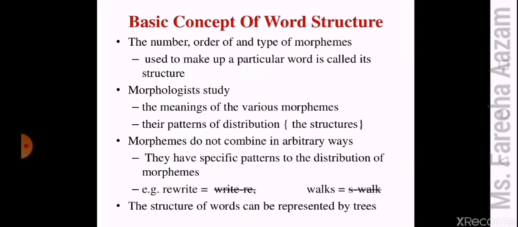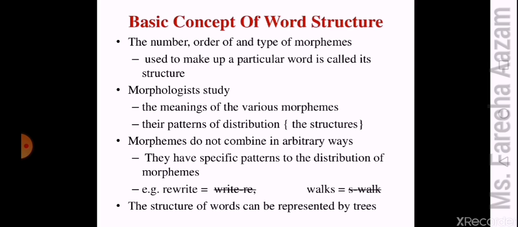Basic concepts of word structure. The number, order, and type of morphemes used to make a particular word is called its structure, and morphologists study the meanings of the various morphemes, their patterns of distribution, and the structures.